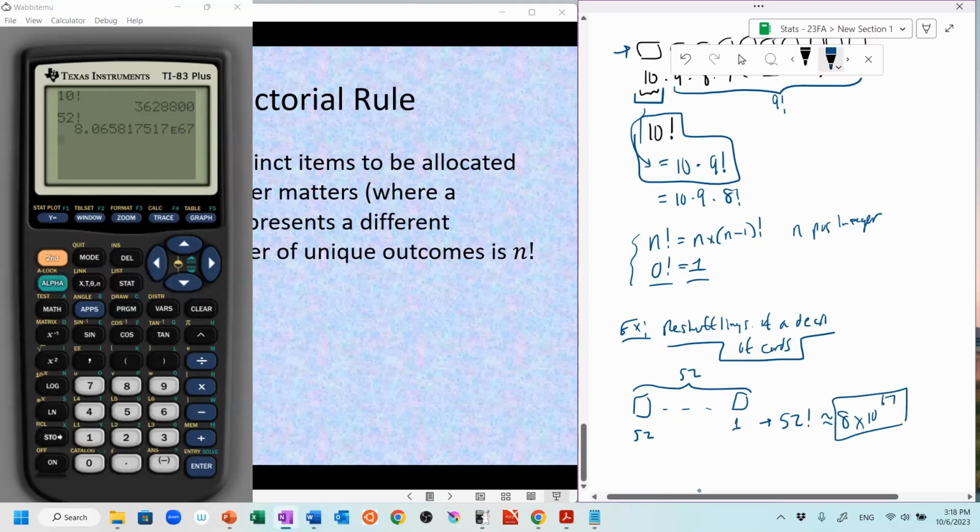So this is 8 times 10 to the power 67. Again, this is an enormous number. The physicists estimate that there are something like 10 to the 80th particles, like electrons and things, in the entire universe. So you can imagine 10 to the 67 is getting up to about that size.